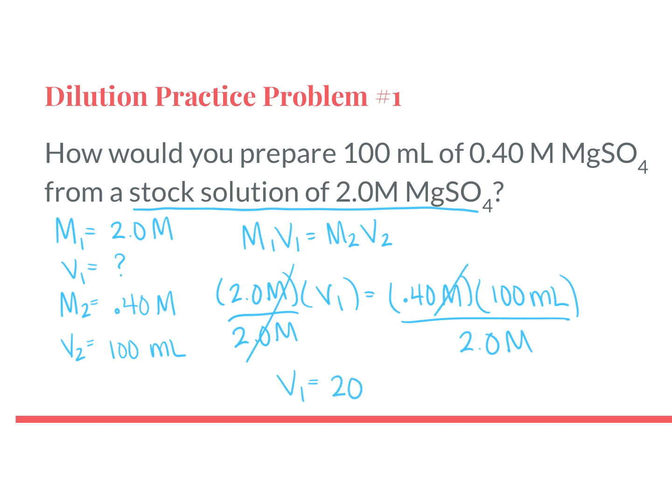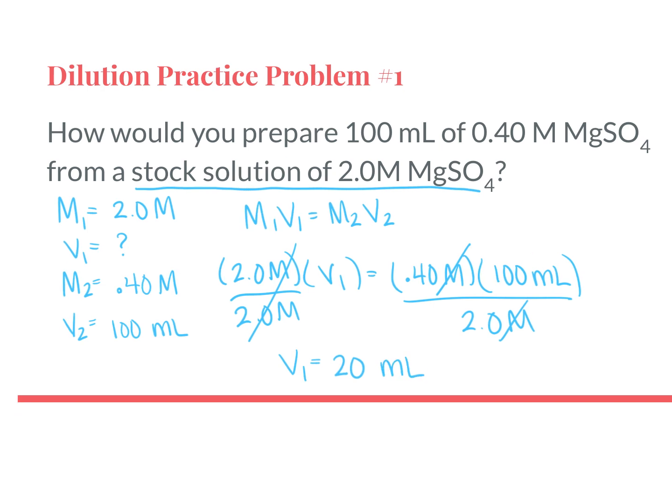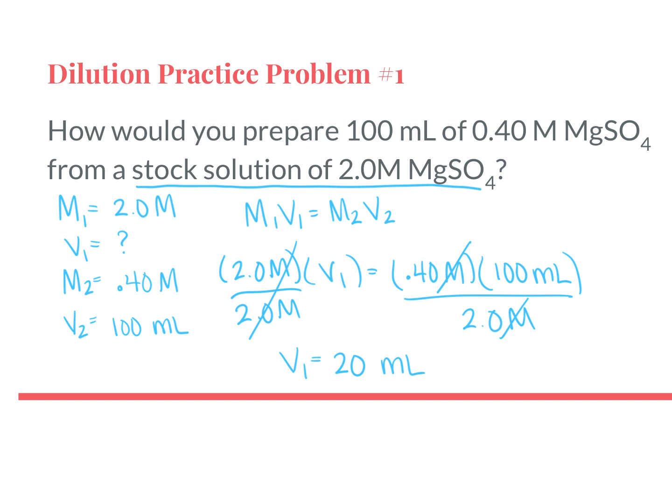If you look at units, do you see how the molars cancel? What's the only unit that didn't cancel? So V1 is 20 milliliters. What that means is if we're going to make this solution, we need 20 milliliters of the 2.0 molar MgSO4. And then if you're diluting something, what else are you adding to it?